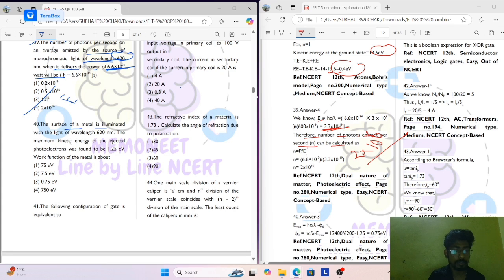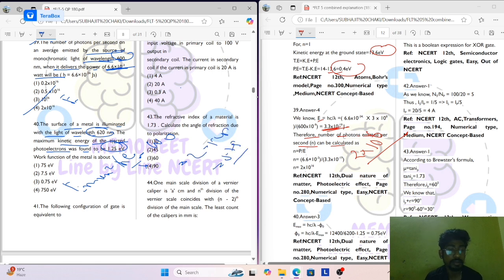The surface of a metal is illuminated with light of wavelength 620 nm. The maximum kinetic energy of the electron is found to be this. The work function of the metal is? E max equals what? hc by lambda minus W naught. In electron volt, it will be 1240 divided by 620, which means 2. 2 minus 1.25 means 0.75. 0.75 eV will be our correct answer.